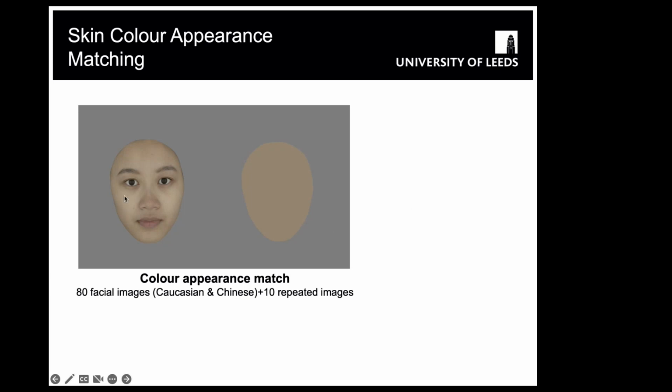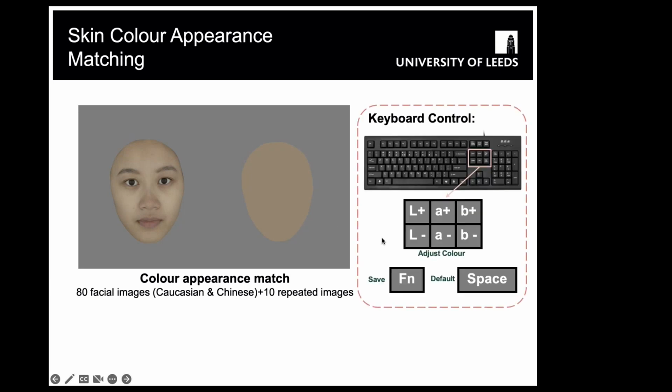Okay, we have a whole face on the left, and we want people to change the lightness, the redness and the yellowness in the right figure. That is a uniform patch. So basically people can change the colors in the right figure until this color matches the facial image. If it's matched, that means this color is most representative. Then we investigate what this color is, whether it is the same as the average color of the skin.